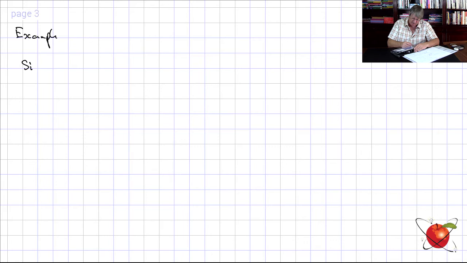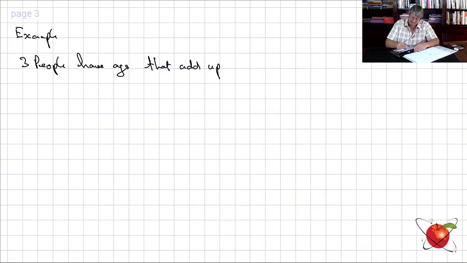So what's our situation? Let me just write it out in full. They say to us 3 people have ages that add up. Add up to 44. 2 means equal 44, right? A is twice the age of B, and so, right.